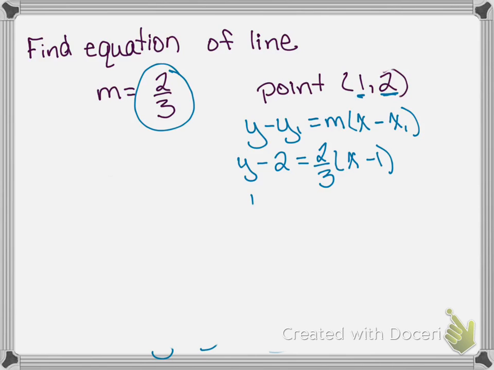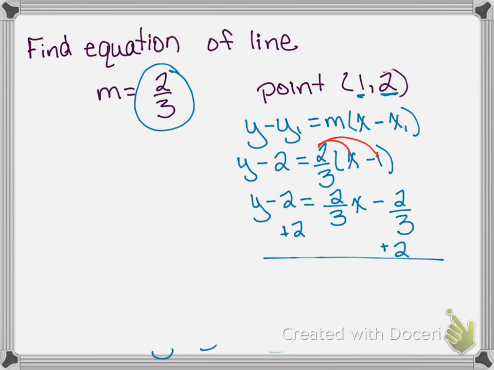Okay? So I have y minus 2 equals 2/3 x minus 2/3. And I got the minus 2/3 because I said 2/3 times x, 2/3 times -1. Okay? Now I add 2 to both sides. I'm hoping that we're doing a pretty good job with fractions, but I'm going to do the fraction work on the left. Okay?